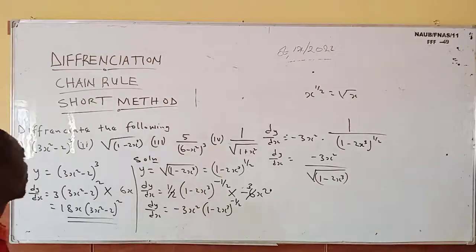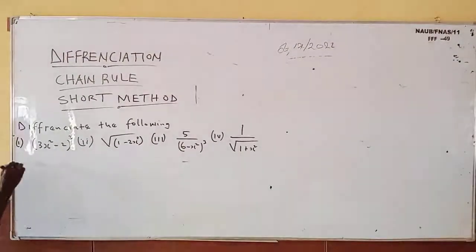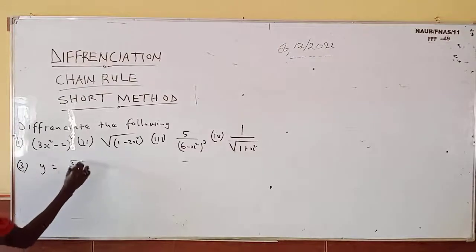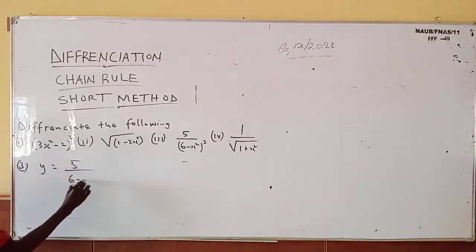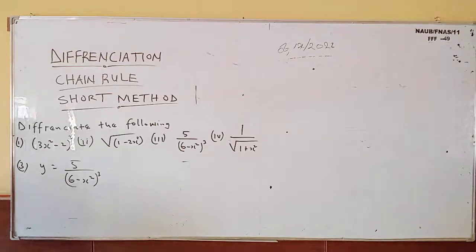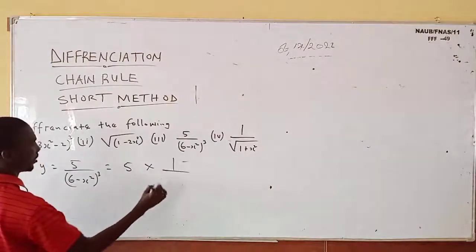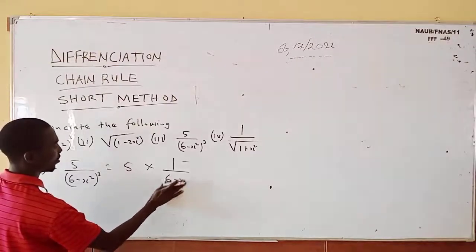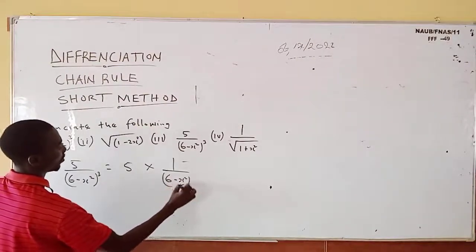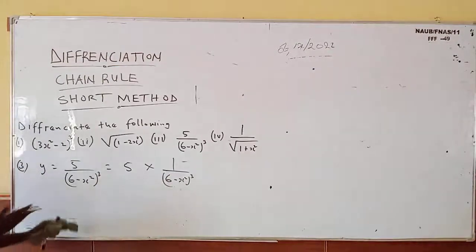So now let's go for question number 3. Question number 3, still using the short method. So it is y equals 5 all over (6 minus s squared) all to the power of 3. Now look at this. What is here is the same thing as 5 times 1 all over (6 minus s squared) all to the power of 3. If you say 5 times 1, you are going to get this.